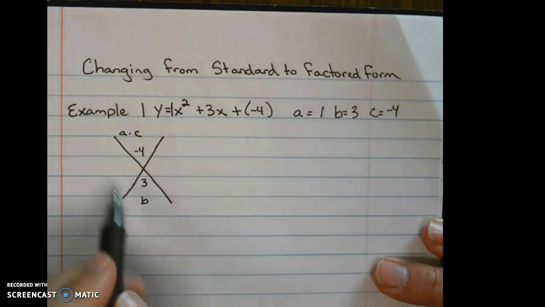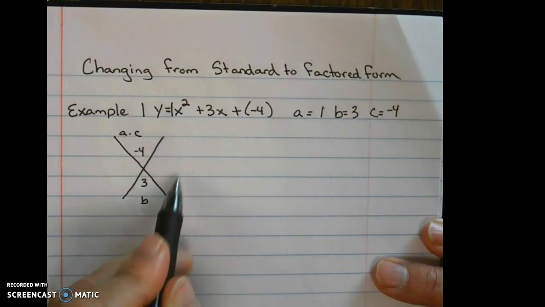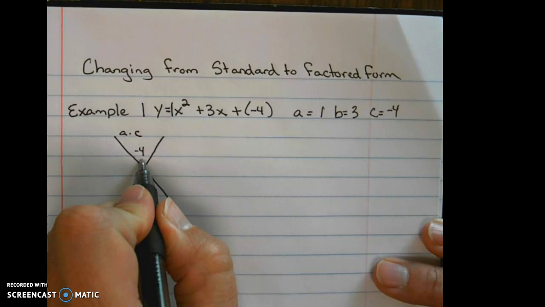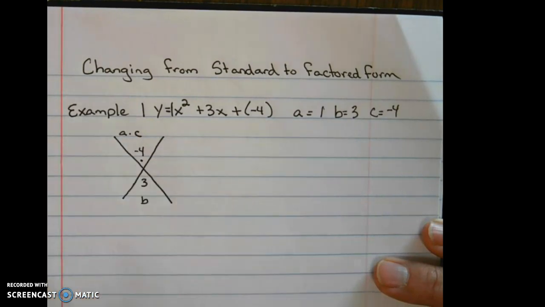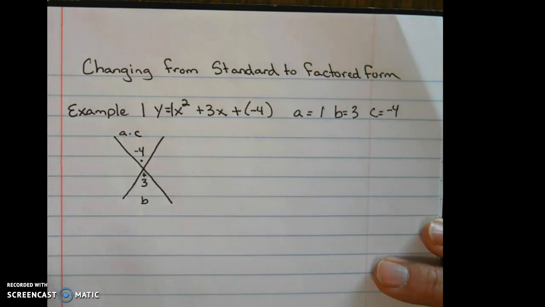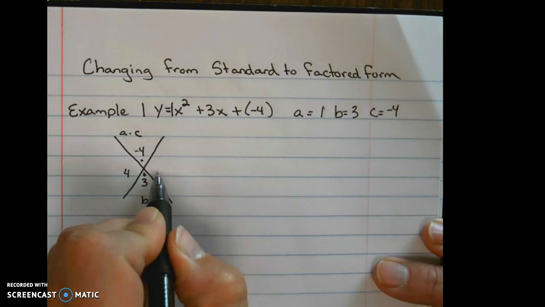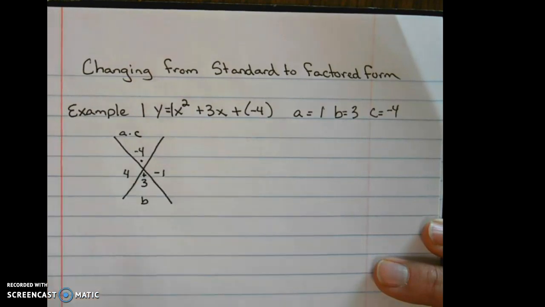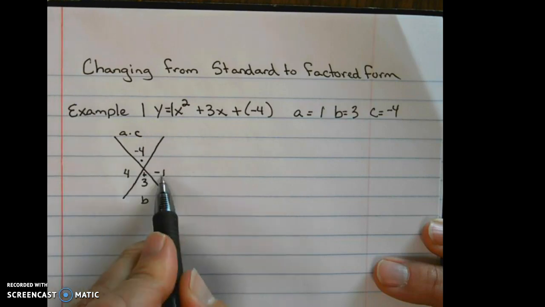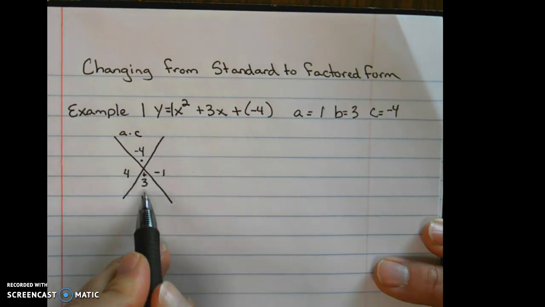Next is what I like to call the Sudoku method, because you kind of have to use some numbers and figure out what two numbers multiply to give us -4 and add to give us 3. So we're going to use 4 and -1. 4 times -1 is -4. 4 plus -1 is 3.